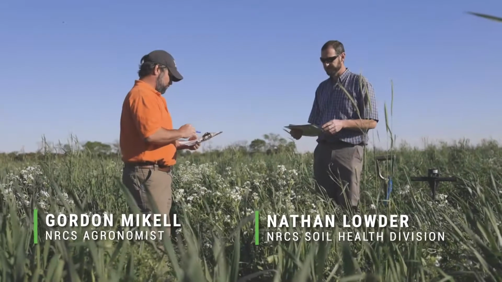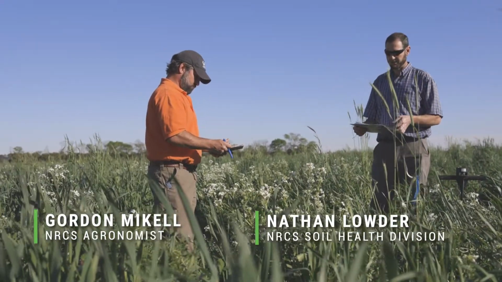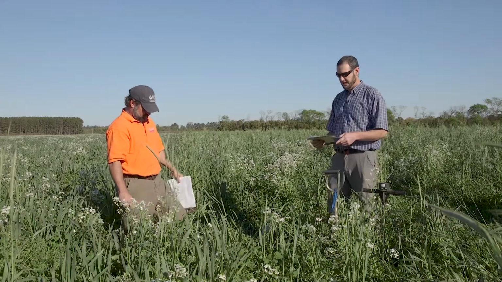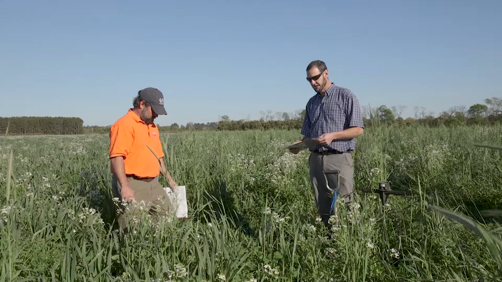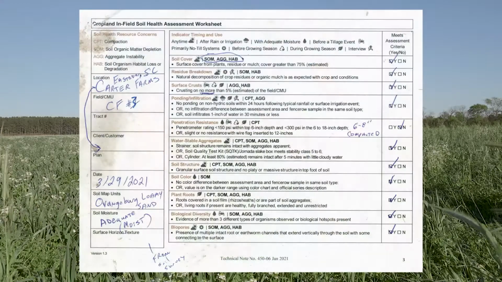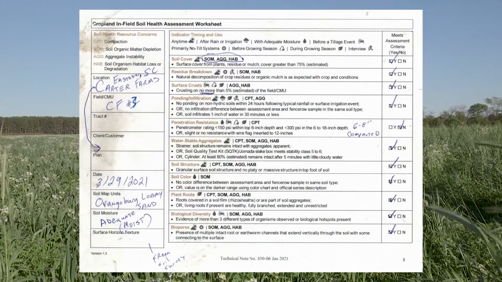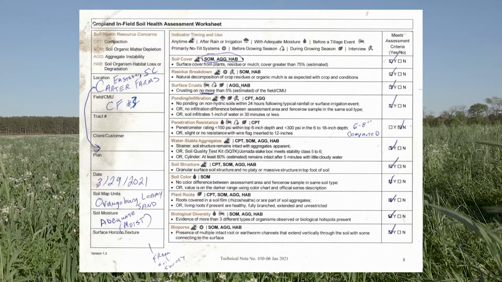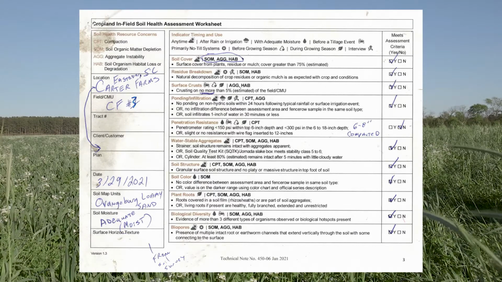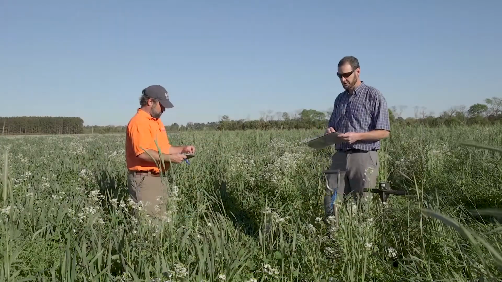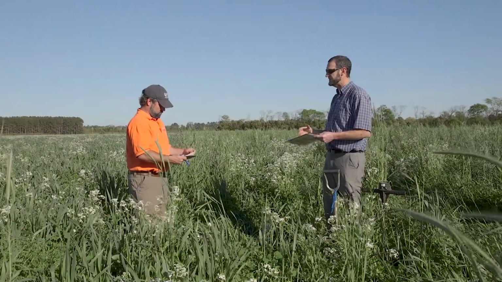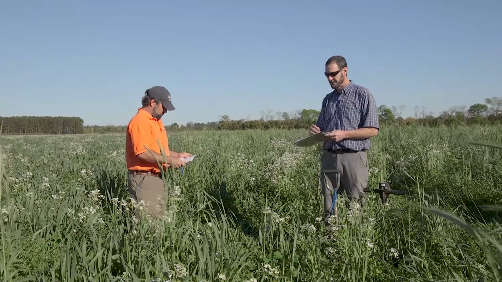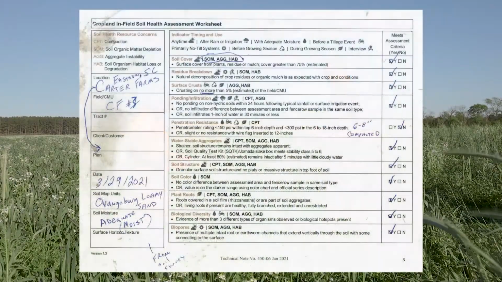So Gordon, we're out here in the field now where we're going to complete our first soil health assessment on this part of the field. Looking at the Cropland In-Field Soil Health Assessment worksheet, which is composed of just a few sheets, we have quite a bit of information on this first sheet. We can see that we're looking for different resource concerns, and that's the whole premise behind this worksheet: to see if we can identify that one of these four resource concerns is here.